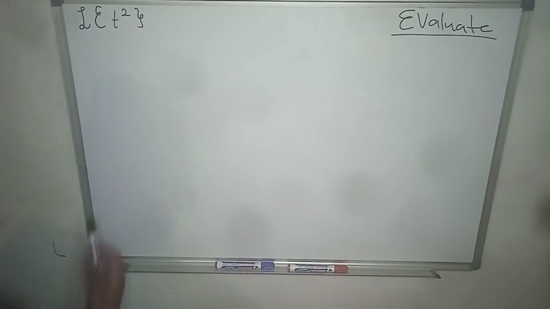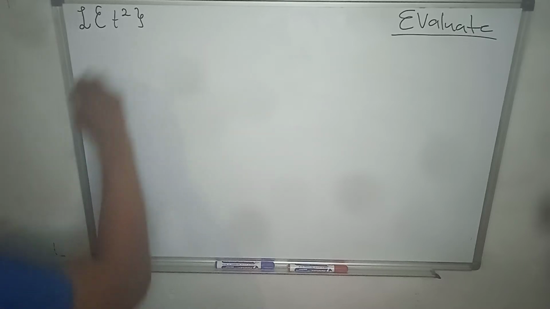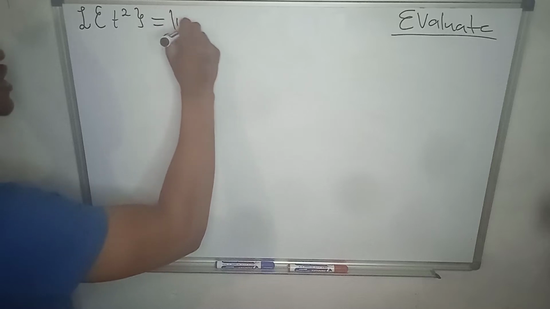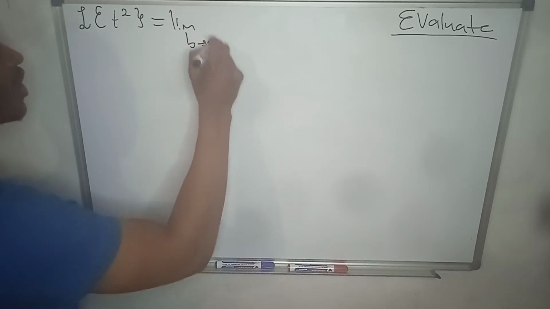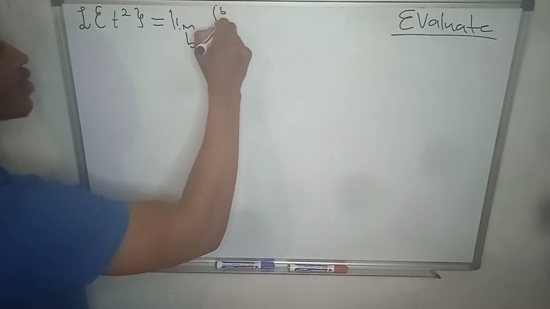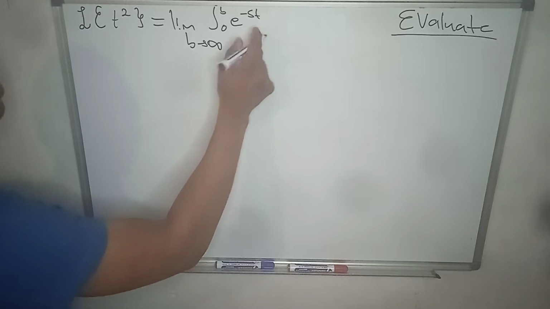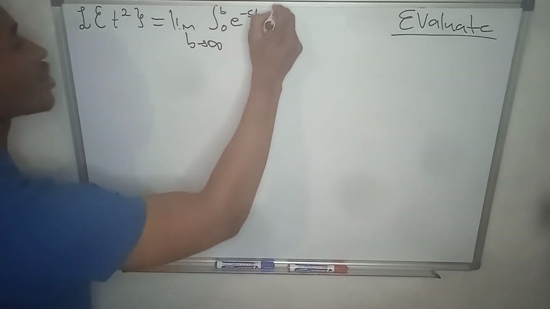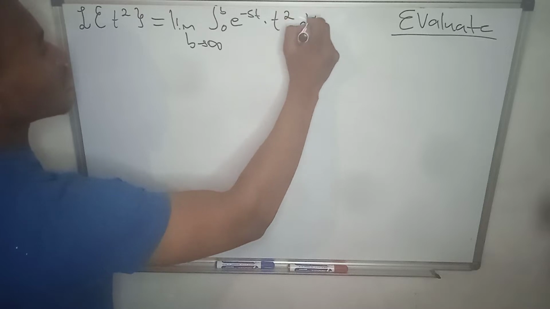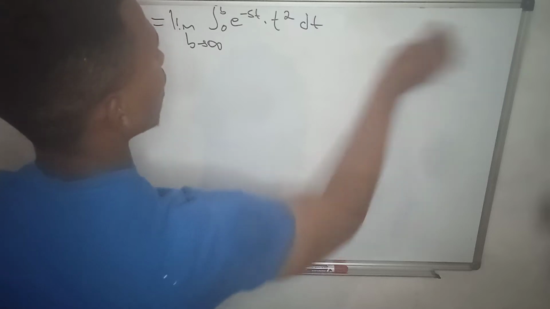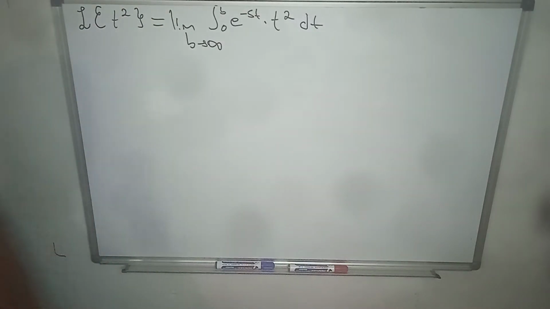Suppose that they gave us something like this, the Laplace transform of t squared, and they're asking us to evaluate. In order for us to evaluate, we start off by writing our formula, which is the limit as b goes to infinity of the integral from 0 to b of e to the minus st times f(t) dt. Our f(t) in this case is t squared dt. So that is our formula. That is what we're going to use.